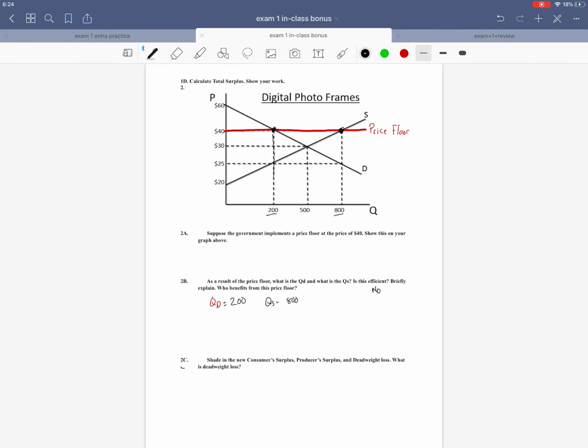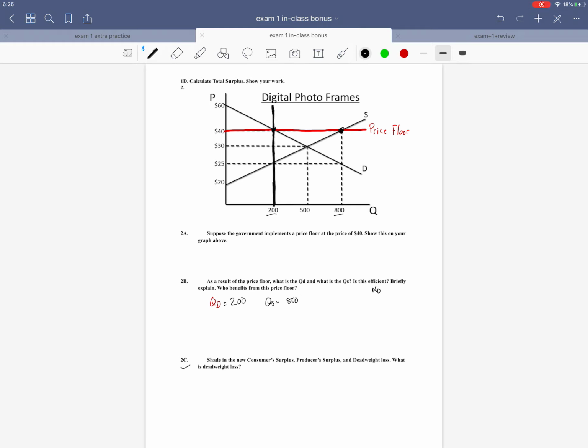Now, C here is asking us to shade in the new consumer surplus and the new producer surplus. In order to identify that, we need to first go back up to part B and see how many units are actually going to be sold in the market. Consumers want to buy 200 units and the firm wants to make available 800 units. We'll see that only 200 units are going to be sold. Firms are unable to make consumers buy a good that they don't want. So since consumers are only going to purchase 200 units, we know that our consumer surplus and our producer surplus is not going to go past this vertical line here at 200.